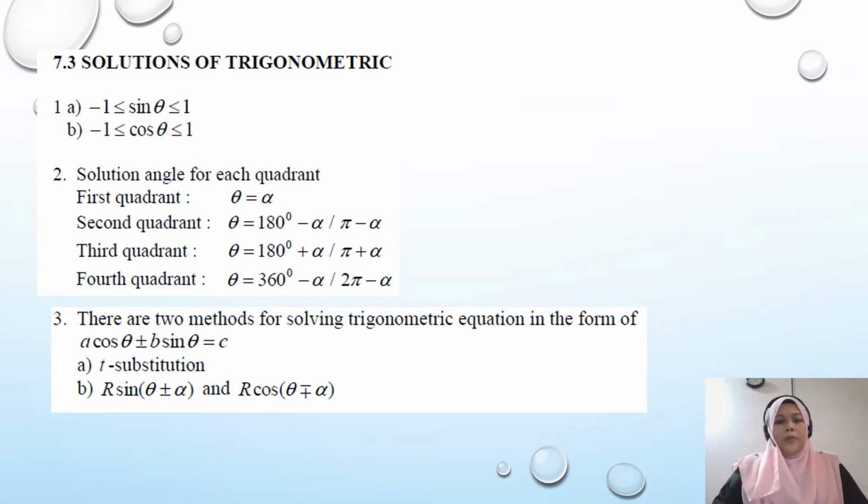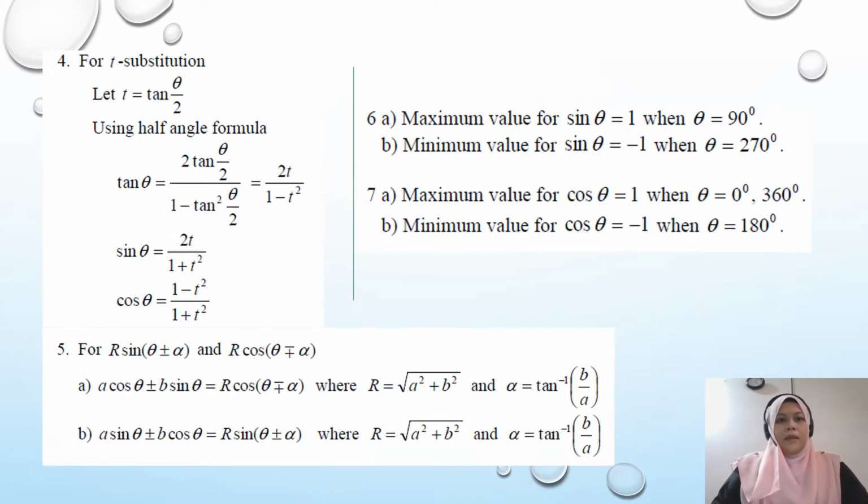Point number 3 is about solving the trigonometric equation in the form of a cos theta plus b sin theta equals to c, a number. So there are two methods, either using the t substitution or r sin r cos. Number 4 is how to use the substitution method. Point number 5 is how to use the r cos r sin method. And points number 6 and 7 are about the maximum value for sin theta, which equals to 1, and the minimum value which equals to -1.